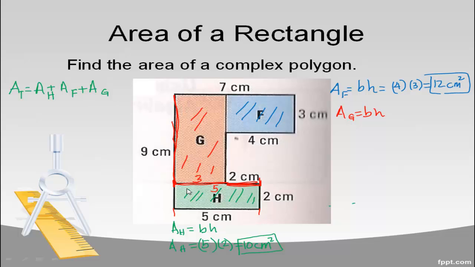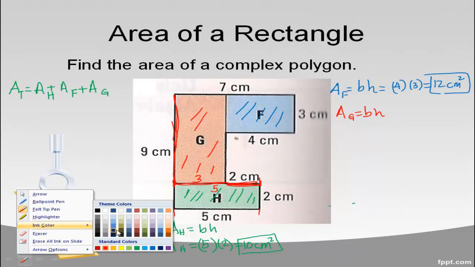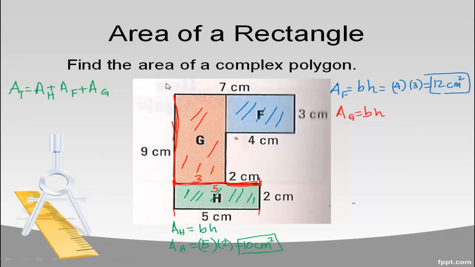Okay, now let's find the height. Let me change the color so that we're not confused. I'm going to use blue. I know this whole thing all the way down to here. This whole side measures 9. Okay, 9. I want to know this piece from here to here because that's the height of G.